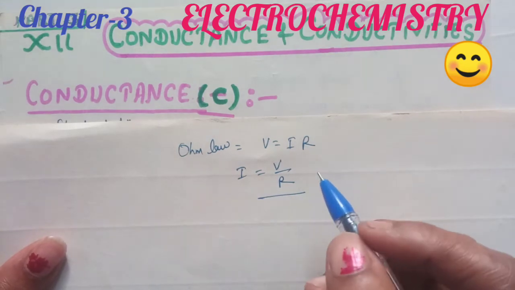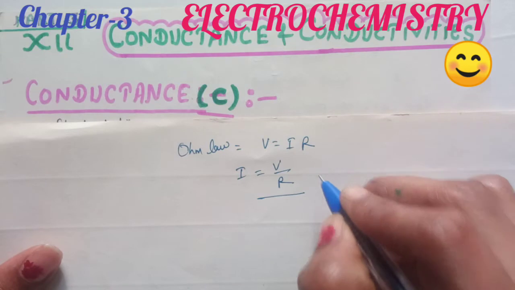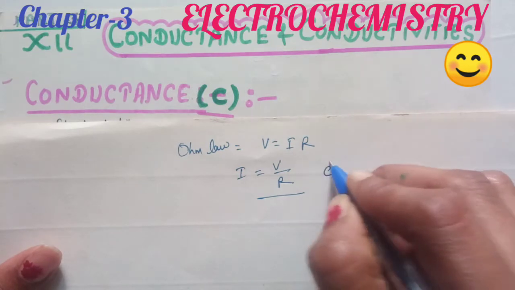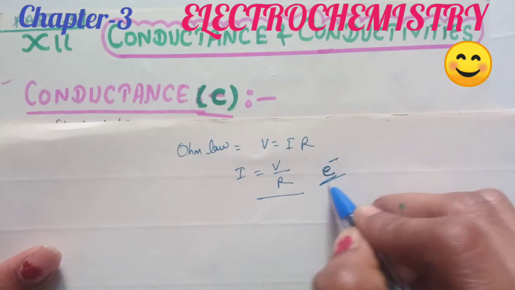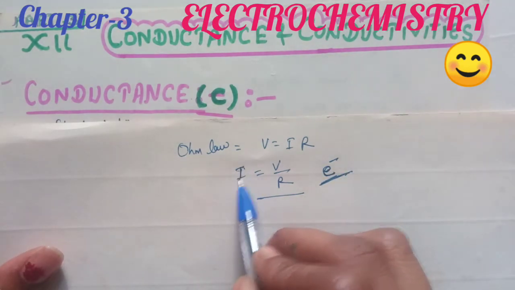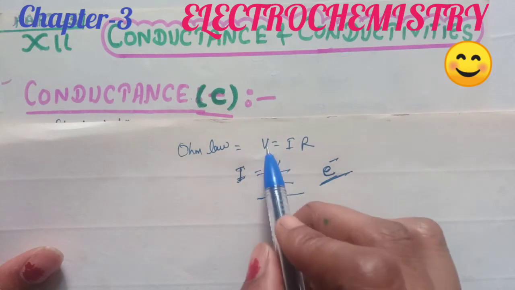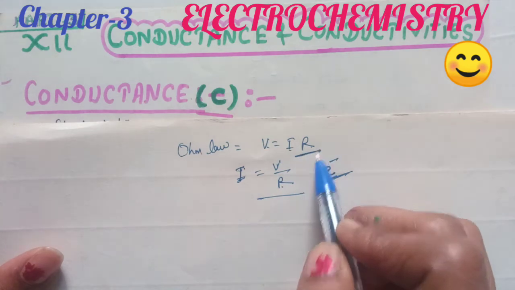This is followed by all metal conductors. Metal conductors means those in which electricity is conducted by electrons, meaning the charge carriers are electrons in the metals. They follow Ohm's law, I equals V upon R, or V equals I R, because there is very little resistance.